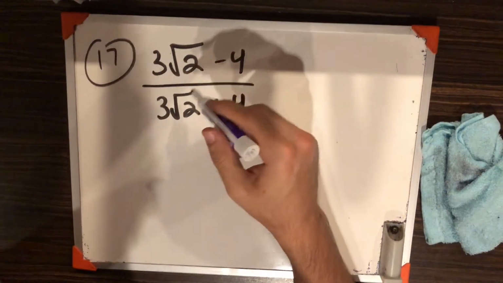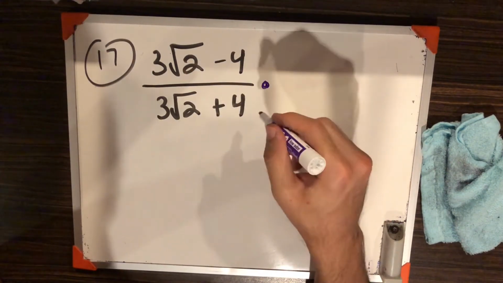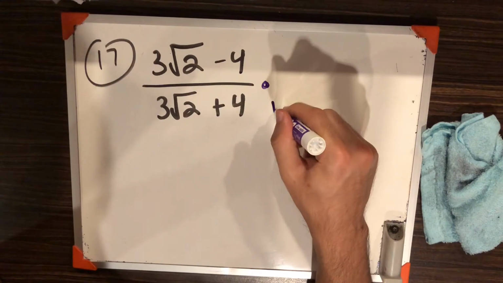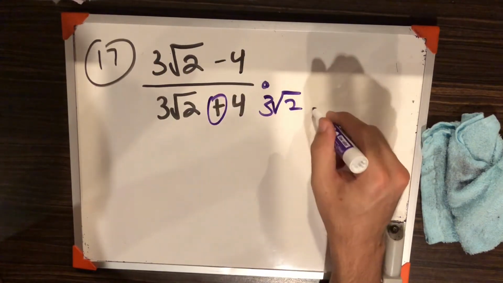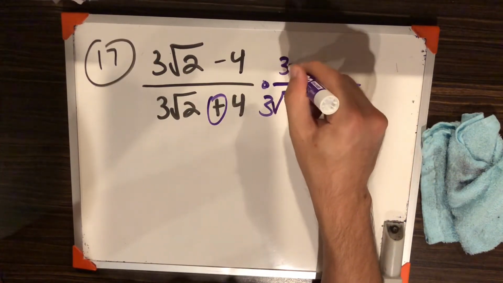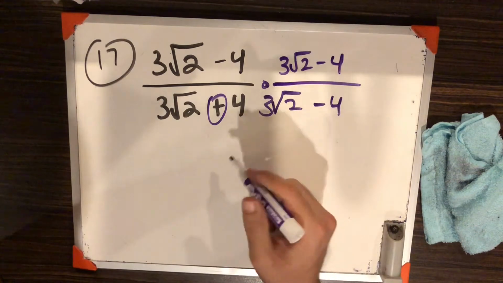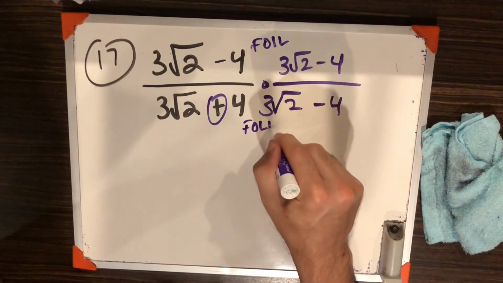All right, again, same thing, I need to get rid of this radical on the bottom. So multiply by the exact same thing, except instead of a plus sign, it's going to be a minus sign now. Just do the opposite sign. Okay, again, we're going to FOIL here. We're also going to FOIL here.